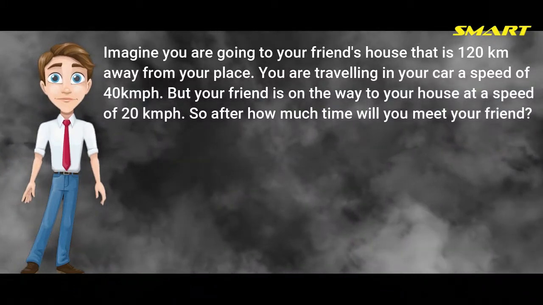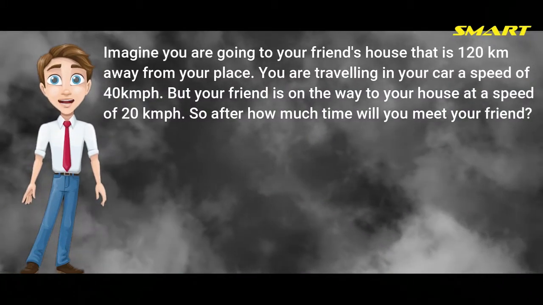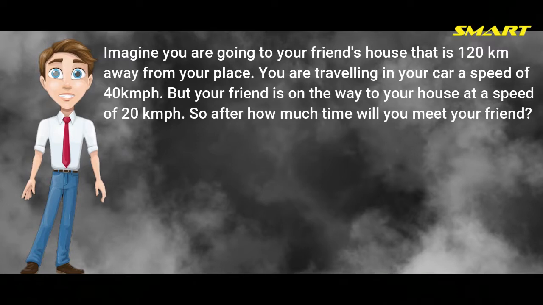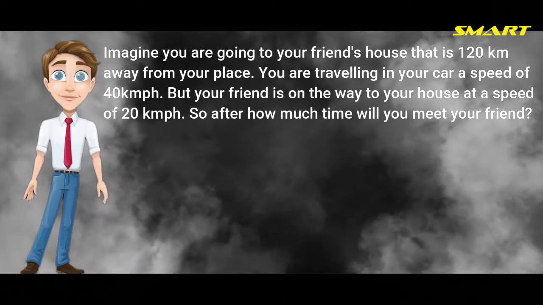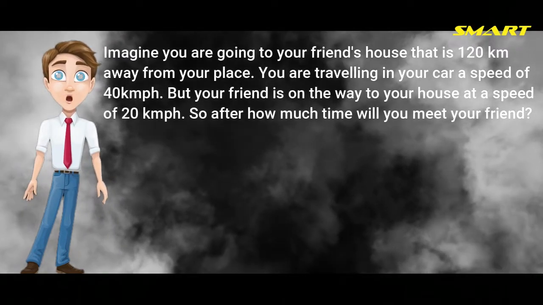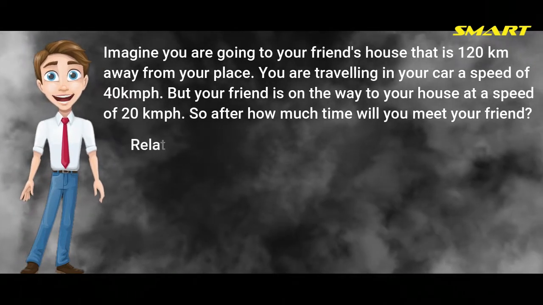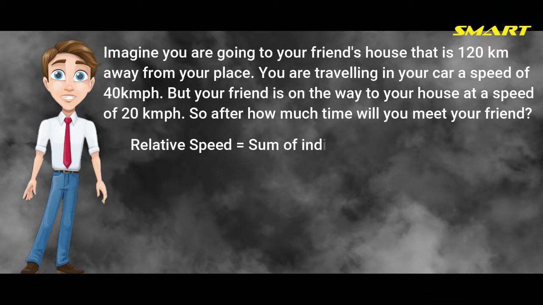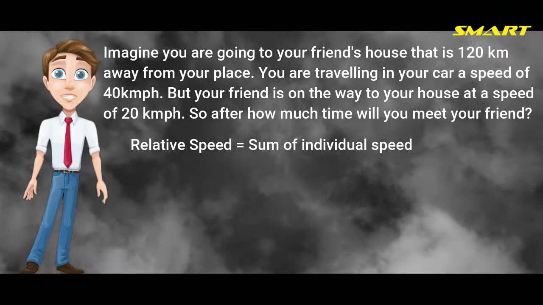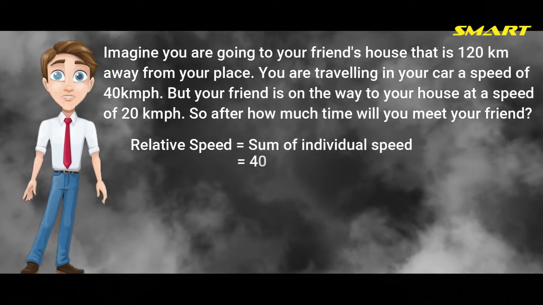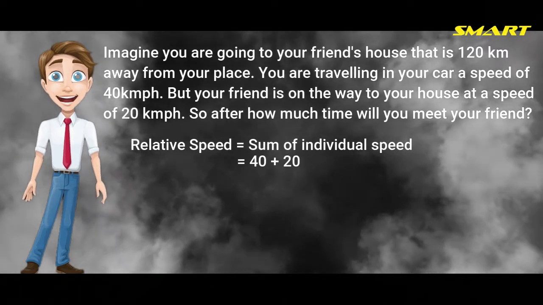Hope you understood this. For the same question, now your friend is on the way to your house. Then after how much time will you meet your friend? In this question, you and your friend are traveling in opposite directions. So simply, relative speed will be equal to the sum of the individual speeds, and your speed is 40 km per hour and your friend's speed is 20 km per hour.